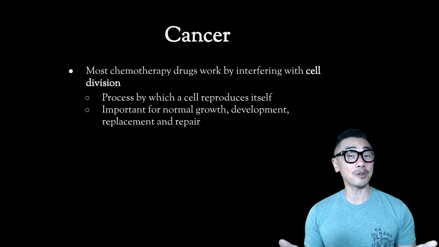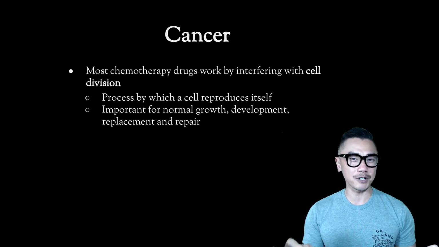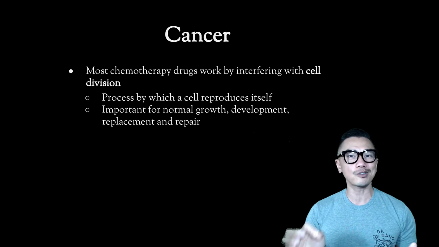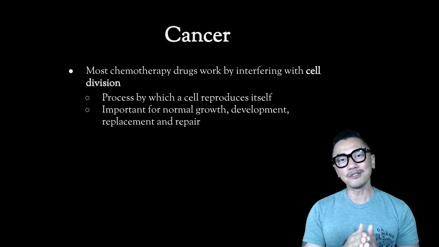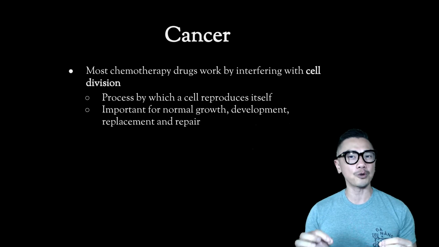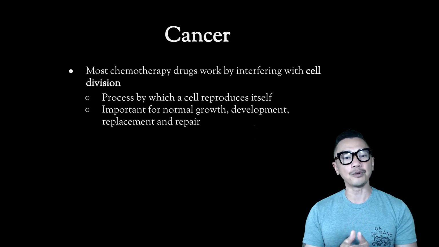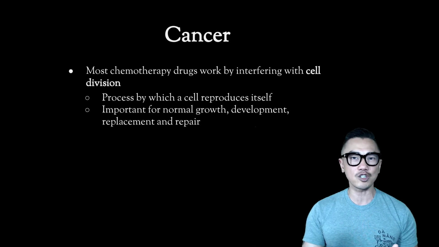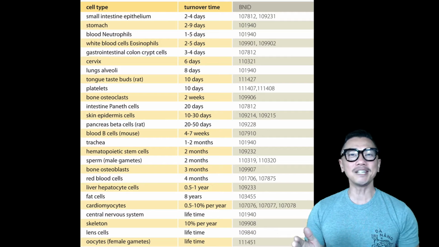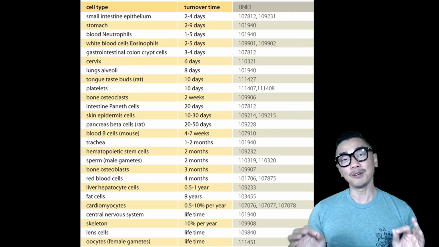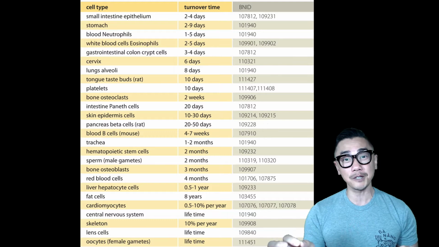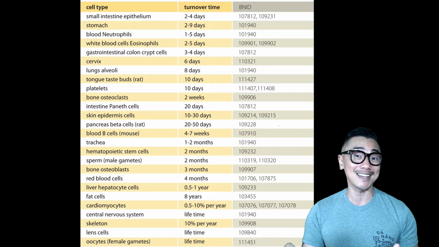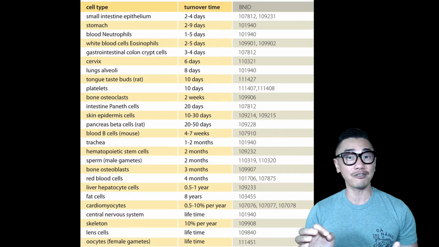Taxol, like most chemotherapy drugs, works by interfering with cell division. Cell division is the process by which cells reproduce themselves. Cell division is important for our normal growth and development. It's also important for the replacement and repair of damaged and aged cells and tissues. Many of our cells don't live forever, and we depend on cell division to replace them. For example, stomach cells are replaced every 2 to 9 days. Blood cells are replaced every 4 months or so.